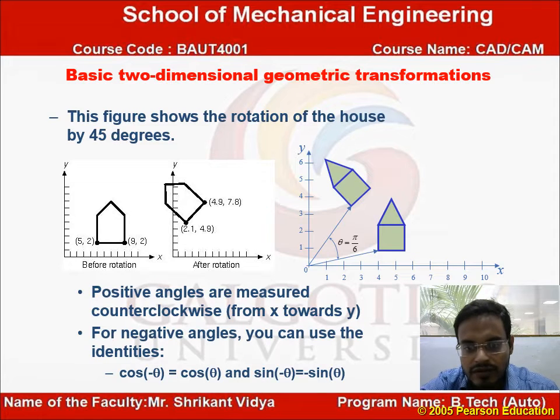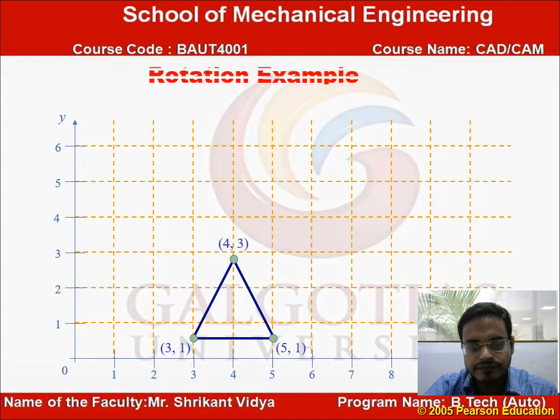You can see before rotation the object is shown in the first diagram, and after rotation it looks like this. This is an example of a house. We can rotate the house by 45 degrees. So after rotation this house will look like this. So this is the normal rotation. Positive angles are measured counterclockwise from x towards y. For negative angles, you can use identities like this for sine. So this is the rotation example.